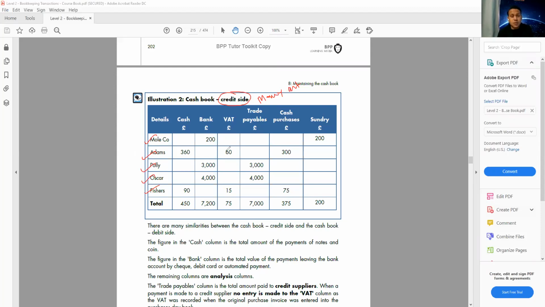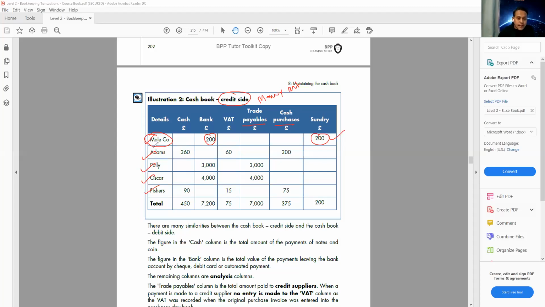My next question is what type of supplier they are, cash or credit? If they are my cash supplier, I have to split the VAT. If they're my credit supplier, I'm not going to split the VAT. Let's have a look at the first one, Mole & Co. So Mole & Co, I paid £200 from the bank, and they're not my supplier at all, so I paid for the sundry. They're not my credit, they're not my cash, they're the sundry, so I don't have to worry about it. If there's a sundry, it goes to the sundry.